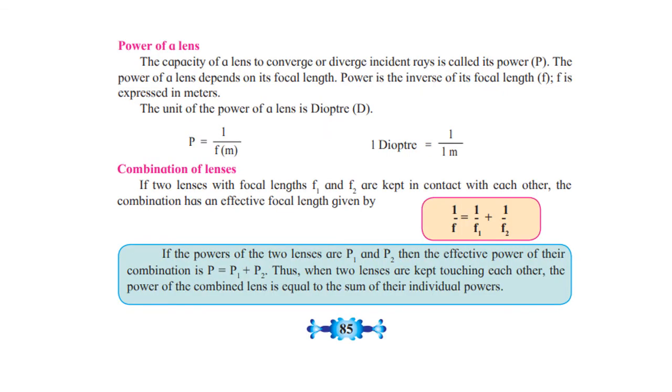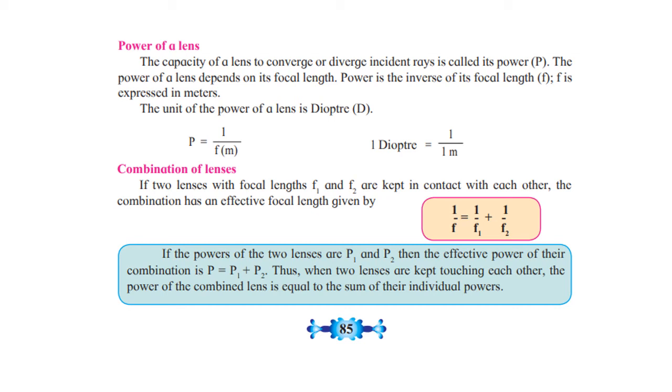Power of the lens. The capacity of a lens to converge or diverge incident rays is called its power. The power of the lens depends upon the focal length. So there is a relationship between the power, or the capacity of the lens to converge or diverge, and the focal length. The unit of power of a lens is called diopter and it's denoted by capital D. The formula is P is equal to 1 upon f.